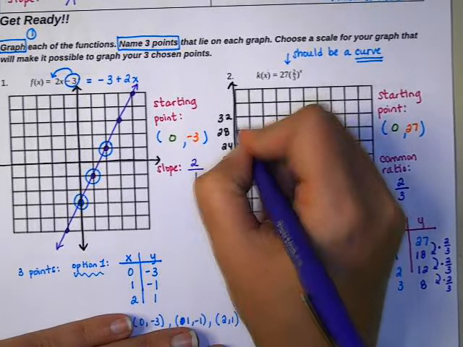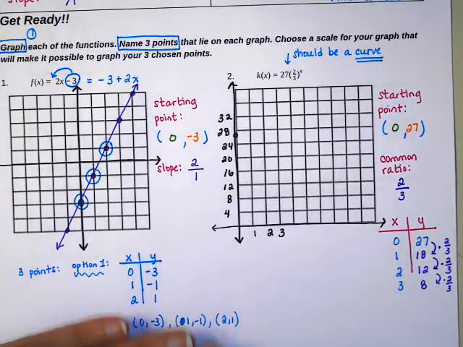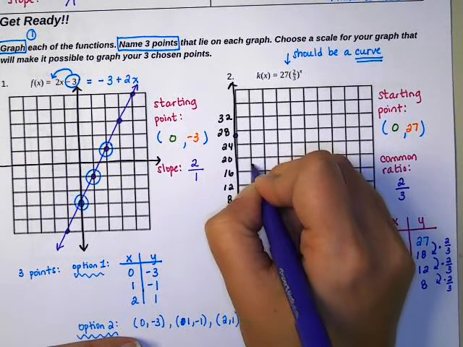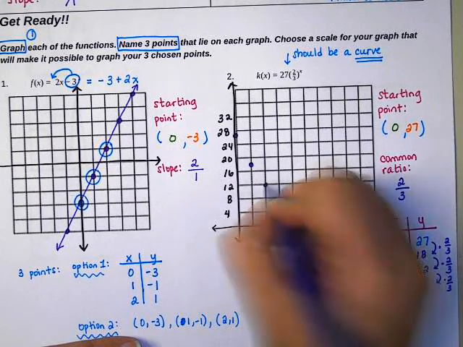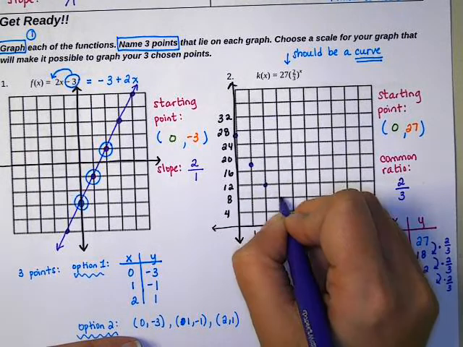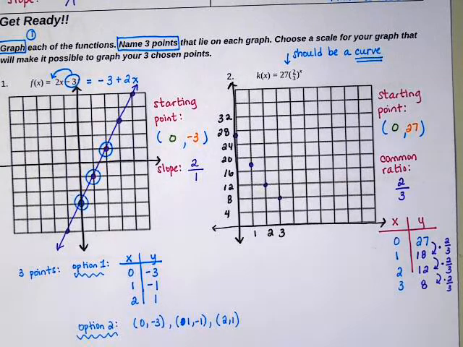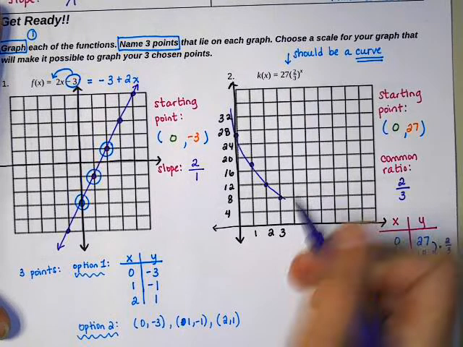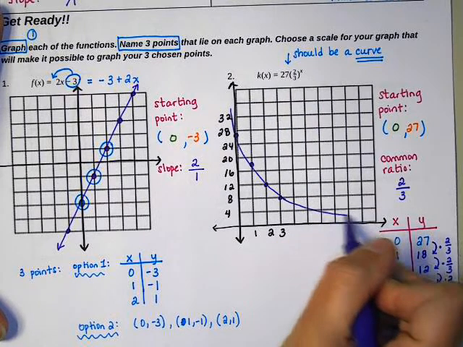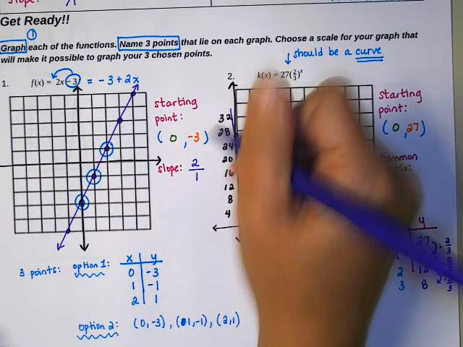So 0, 27 would be right about right here. 1, 18 would be right here. 2, 12 would be right here. 3, 8 would be right here. And you can see that my graph is starting to curve. So then I would draw my nice smooth curve going through these points, and that would be my curve.